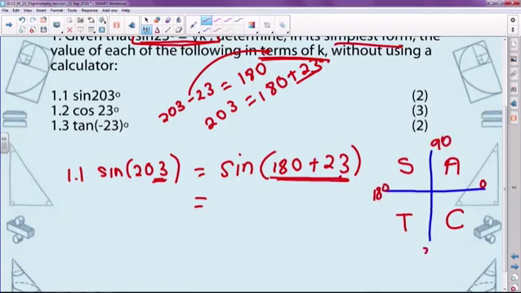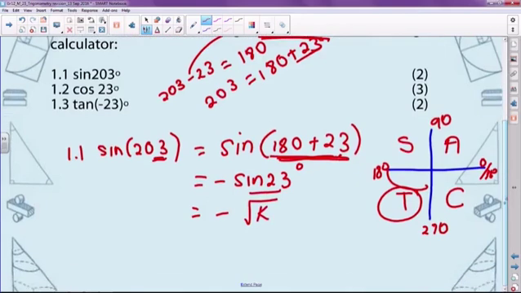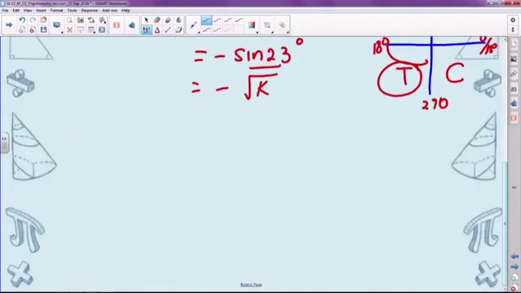And so if I'm looking at an angle 180 plus 23, that's going to fall into the third quadrant, and only tan is positive there. So therefore, sine of 180 plus 23 degrees will be negative sine 23. And we know that sine of 23 had a value of square root k. Okay, so the first one should have been relatively simple for most of you. Okay, let's move on to 1.2.